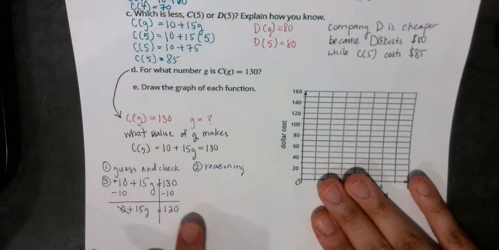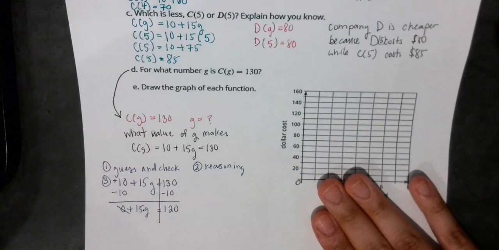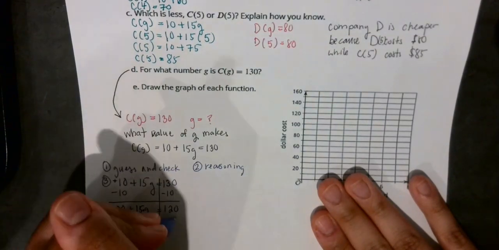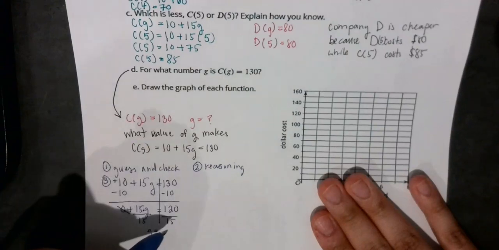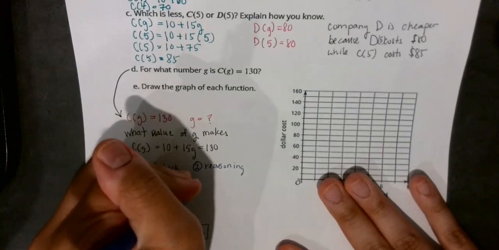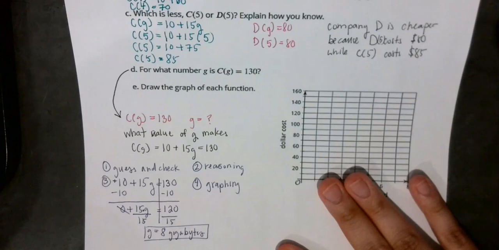And I have 15G equals 120. Now I know this is 15 times G, so to use the inverse operation of times, or multiplication, I'm going to divide both sides by 15. And if we do 120 divided by 15, I end up with 8 gigabytes. A fourth way a student might solve this is by graphing. And we will actually see graphing in Part E, so I'm just going to move on to Part E then.